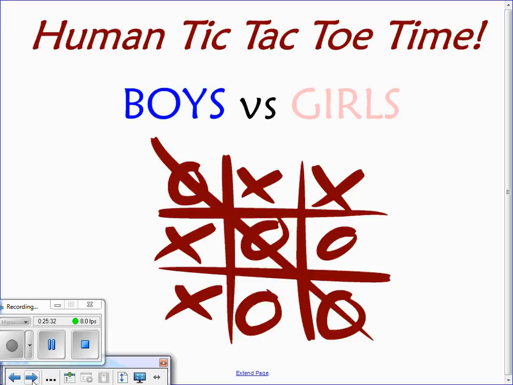All right, so what we're going to do, human tic-tac-toe time. We've done that before. But we're going to do this boys versus girls. So I need girls on that side, boys over here. Focus. Girls over there, boys over here.